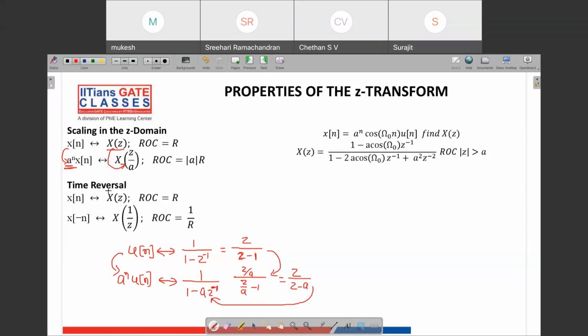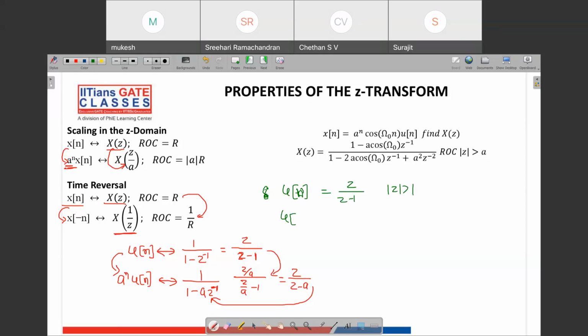Next is the time reversal. When you have a signal x of n and its z transform is X of z, then if you do the time reversal, the z transform will be equal to X of 1 by z, and the ROC will also get reversed. One example: if you have u of n, its z transform is z upon z minus 1, ROC is mod of z greater than 1.